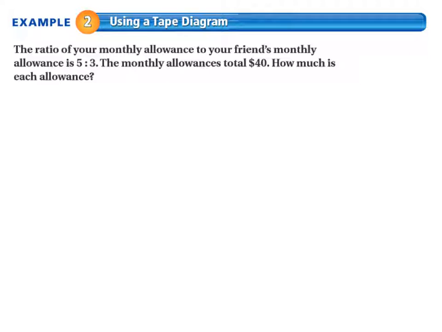Example 2. The ratio of your monthly allowance to your friend's monthly allowance is 5 to 3. The monthly allowances total $40. How much is each allowance? So how much do you and your friend each get? We're going to use a tape diagram to figure this out. Let me draw the tape diagram.